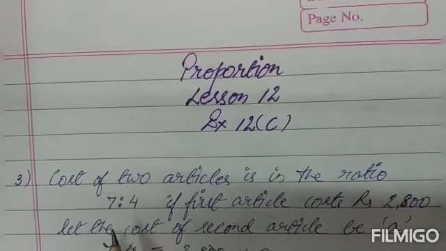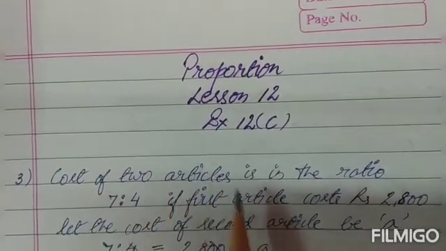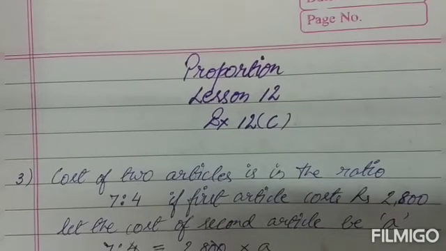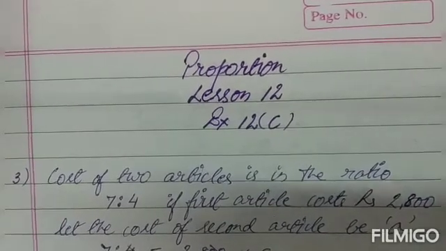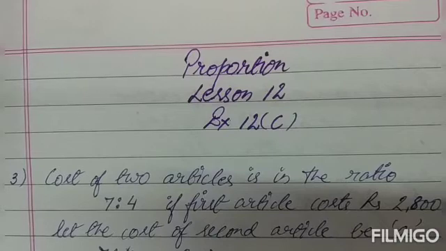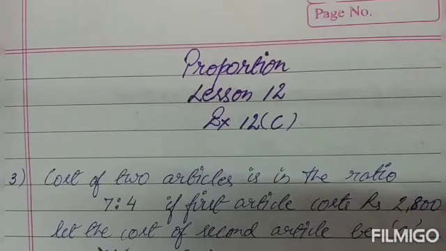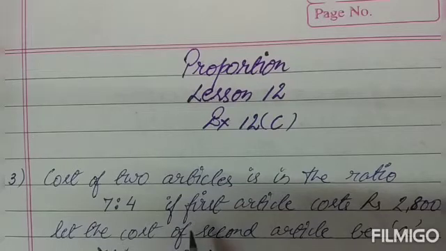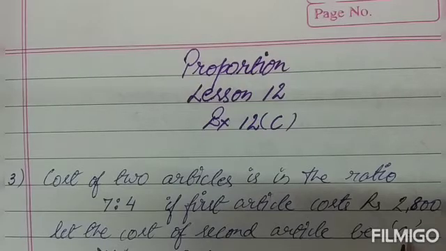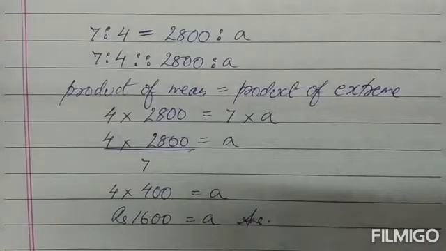We know, children, that the cost of the two articles is given in the ratio 7:4, right? And if the cost of the first article is rupees 2800, we have to find the cost of the second article. So you will have to suppose the cost of the second article to be some variable. You can take any variable. I have taken the variable to be A.